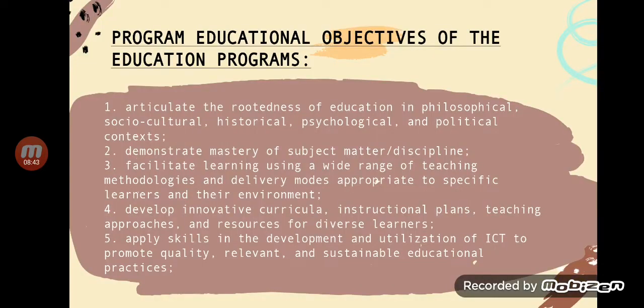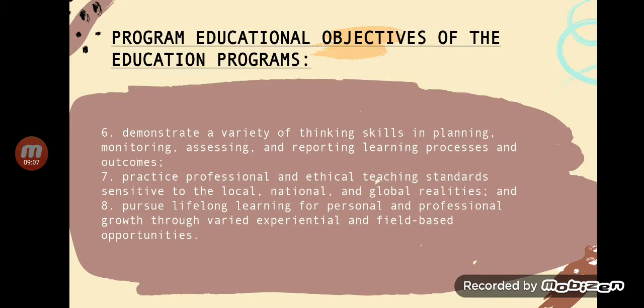Now, these are examples of program educational objectives of education programs. I think I have discussed this already during the orientation, and there's no need for me to read it again. But I just want to emphasize the different verbs that we have used here, like articulate, demonstrate, facilitate, develop, apply. We have also practice, pursue. All these verbs are considered active. They are precise and concrete, and here we are observing the SMART.